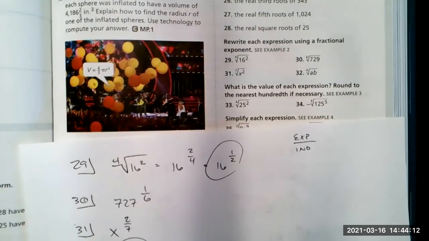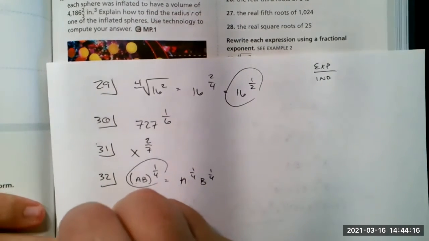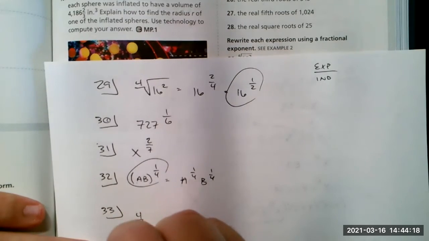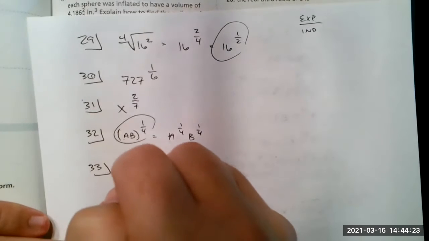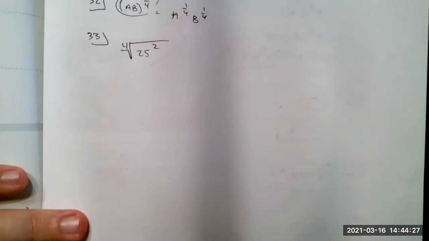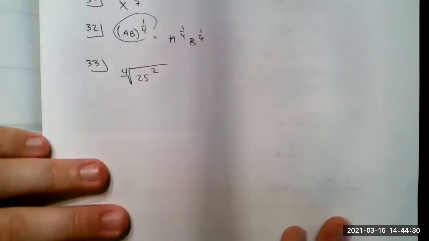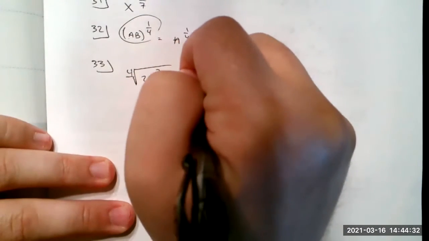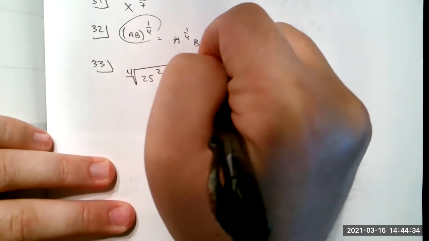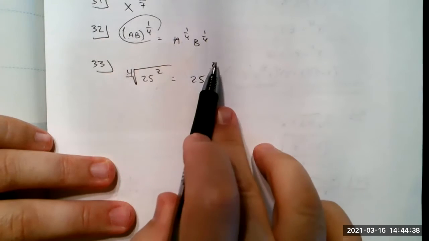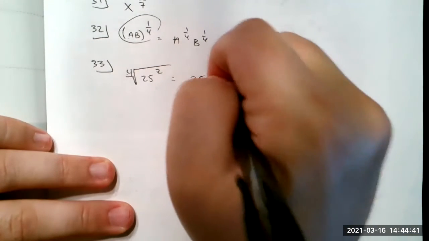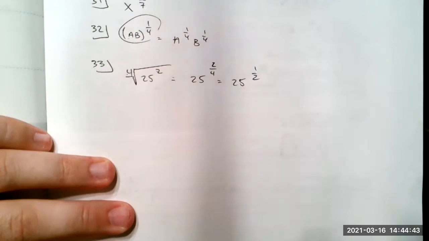What is the value of each expression, rounded to the nearest hundredth if necessary? So 33. The fourth root of 25 squared. So let's get a little fancy with this, right? We'll start off with the fourth root of 25 squared. I can rewrite that as 25 to the 2/4 power, right? Exponent over index, exponent over index. I can simplify that fraction to the 1/2 power.